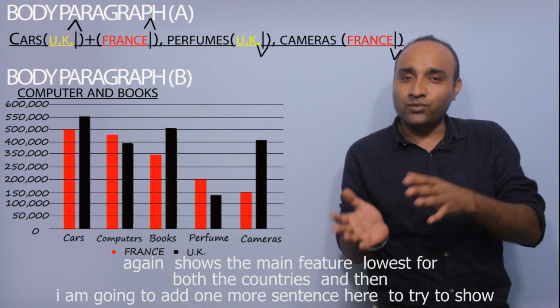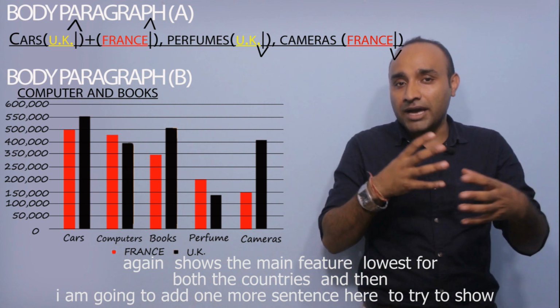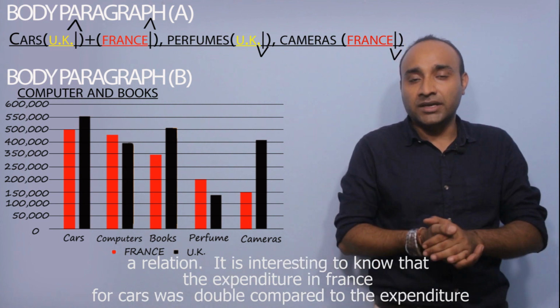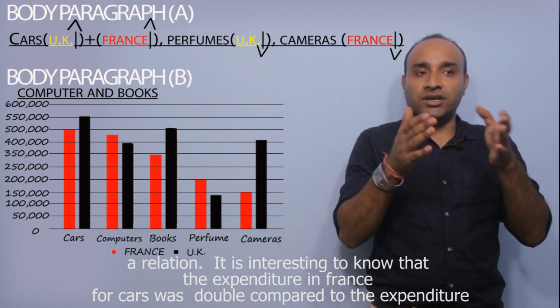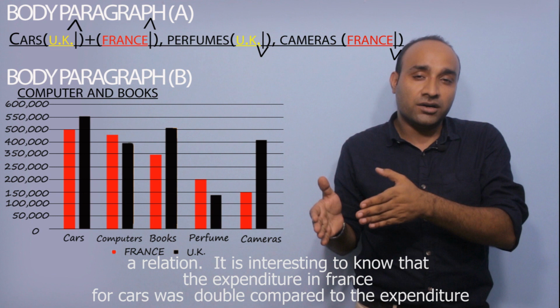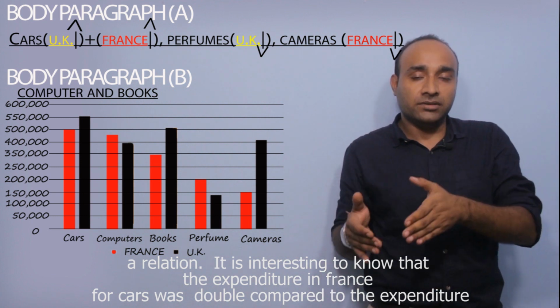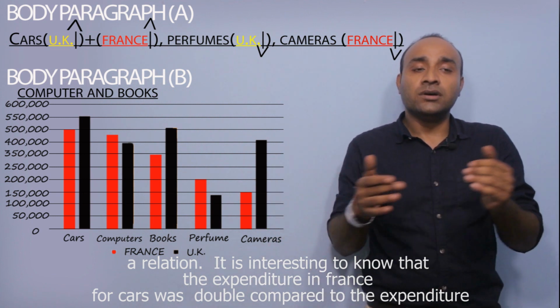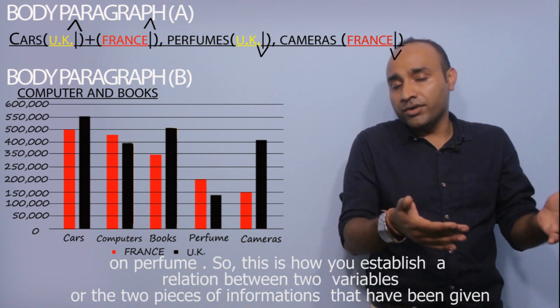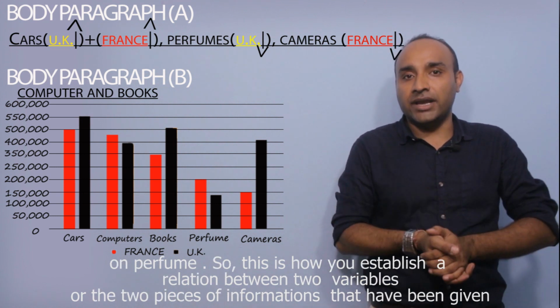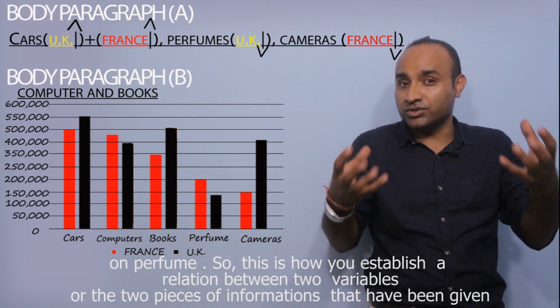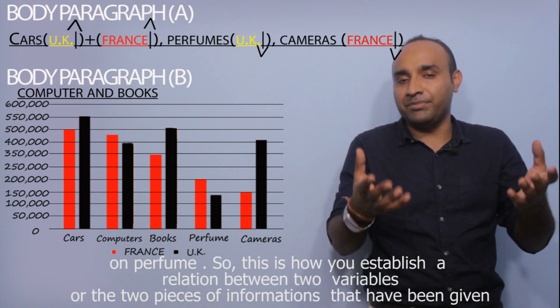And then I'm going to add one more sentence here to try to show a relation. It is interesting to note that the expenditure in France for cars was more than double compared to the expenditure on perfume. So this is how you establish a relation between two variables or the two pieces of information that have been given to you.